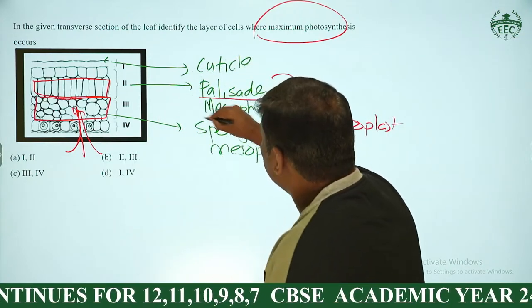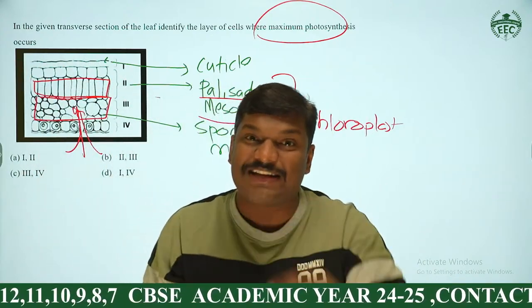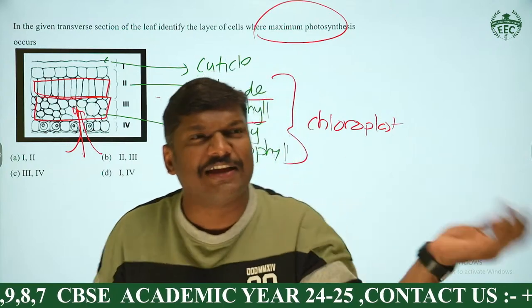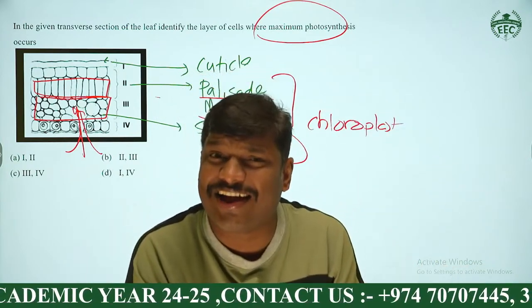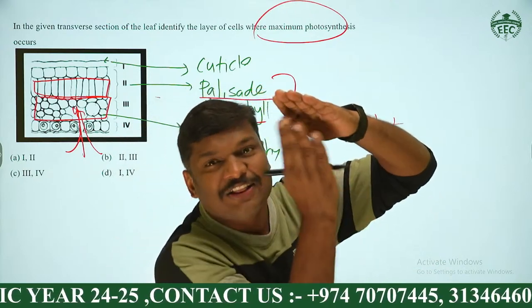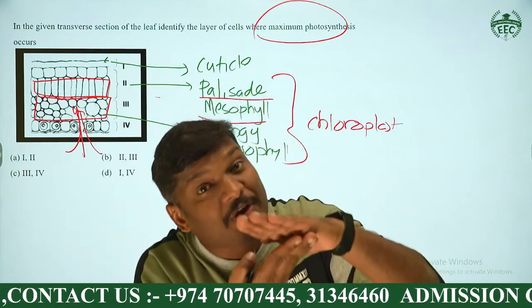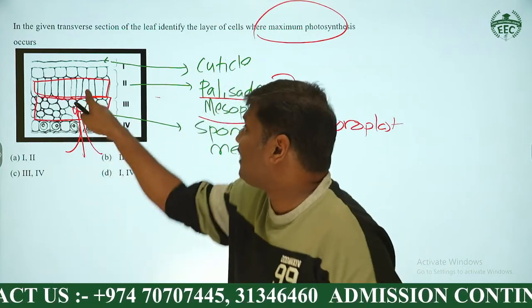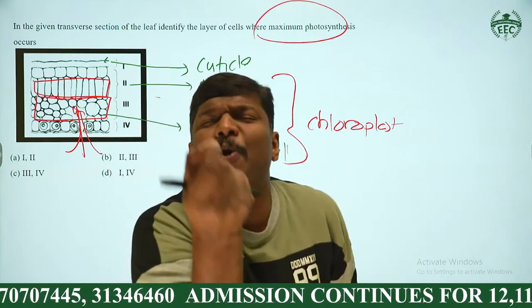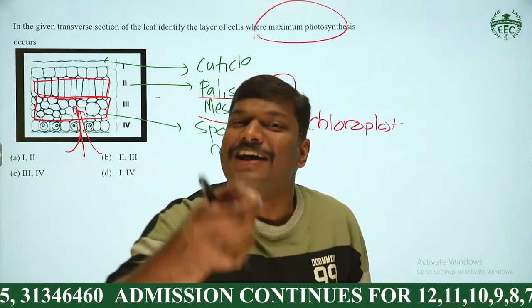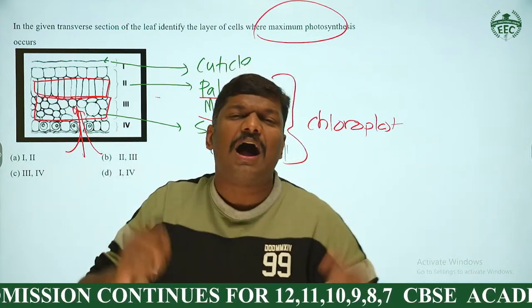Which area is having maximum photosynthesis? The answer is palisade mesophyll, because palisade mesophyll is tightly packed. Whenever you take a leaf, you can see the upper part of the leaf is dark green, and the lower part of the leaf is light green. Why? The upper part has palisade mesophyll tightly packed, and the lower region has spongy mesophyll loosely packed. That is why the upper and lower parts of the leaves differ in appearance.